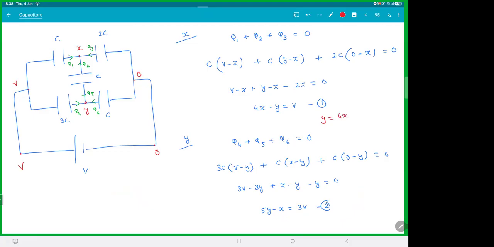Okay, Y is equal to 4X minus V. Take it and dump it here. That will be 20X minus 5V minus X is equal to 3V. X is equal to 8V by 19. You can solve this. So we'll get X is equal to 8V by 19. Similarly, Y will be, take it and substitute here. That will be 5V equal to 3V minus 8V. 19, 357, 57 minus 8, 49.